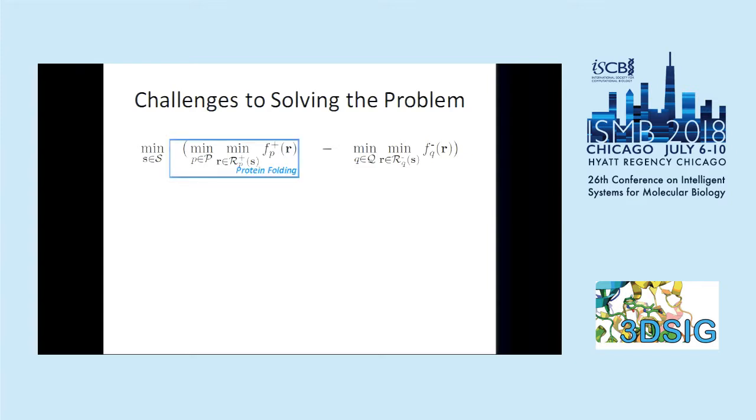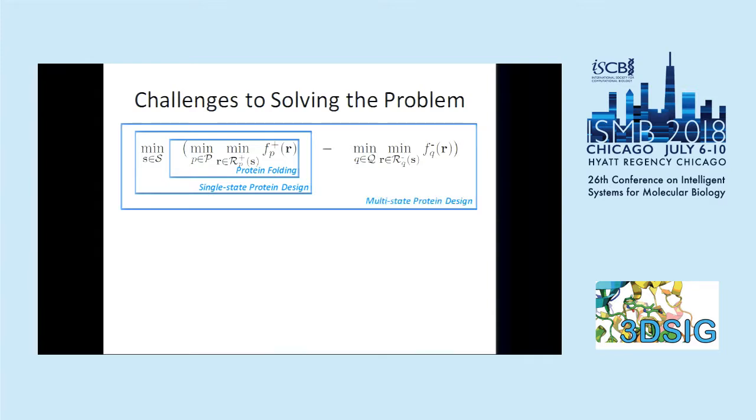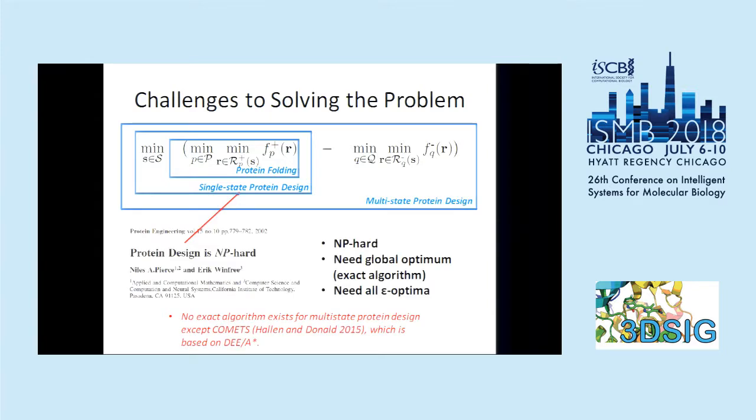So if we look at this one, this can be regarded as protein folding, because you have the fixed sequence and you are just optimizing the structure and the sequence. This is single-state protein design, which is also very challenging, but not as much as multi-state protein design. A long time ago, it was shown that protein design is NP-hard.